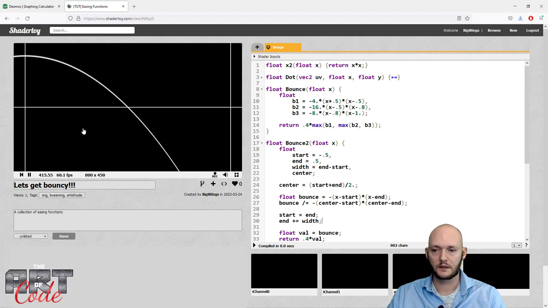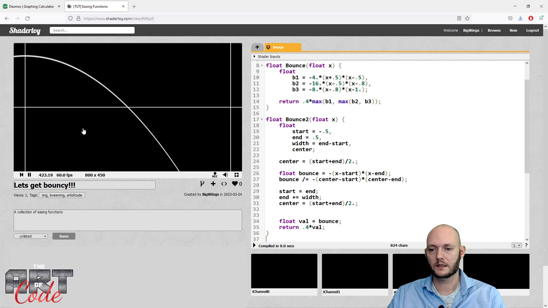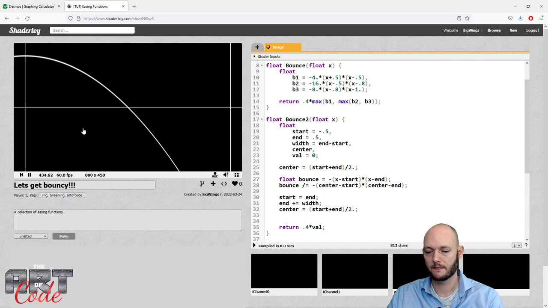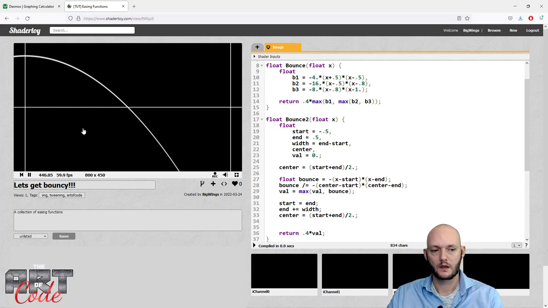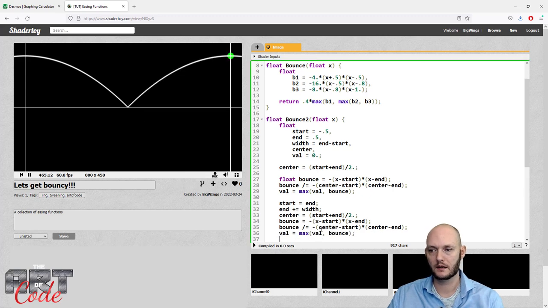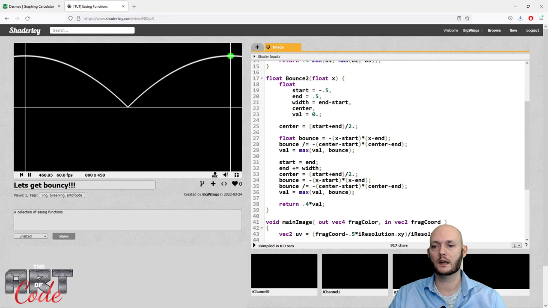And then we have to calculate the new center, and the center we already have over here. Calculate the new center, and then let me put val here, val equals 0. And then over here, I'm going to say val is the maximum of itself and the bounce. That's just a way to get the bounds in there. Okay, so I'm setting up the second bounds here. So for the second bounds, let me just copy this and put that over there. And then after that, I'm going to have to bake it into the final value, right? Like that. Okay, so now we have two bounces. Great, so now we know that works.